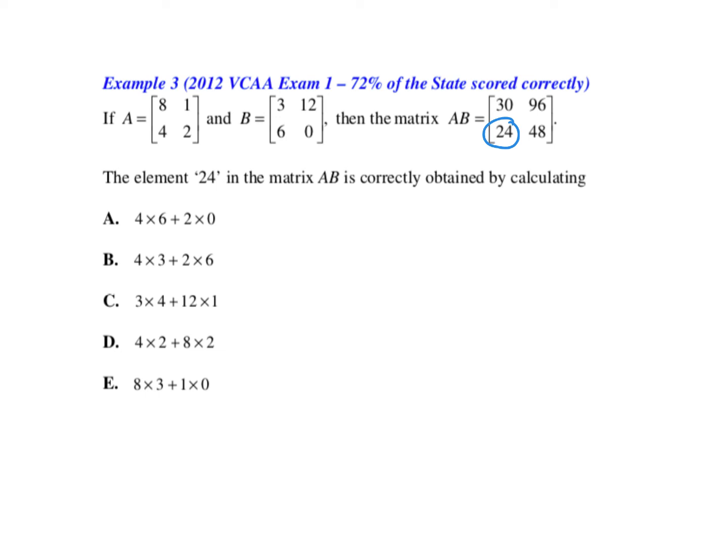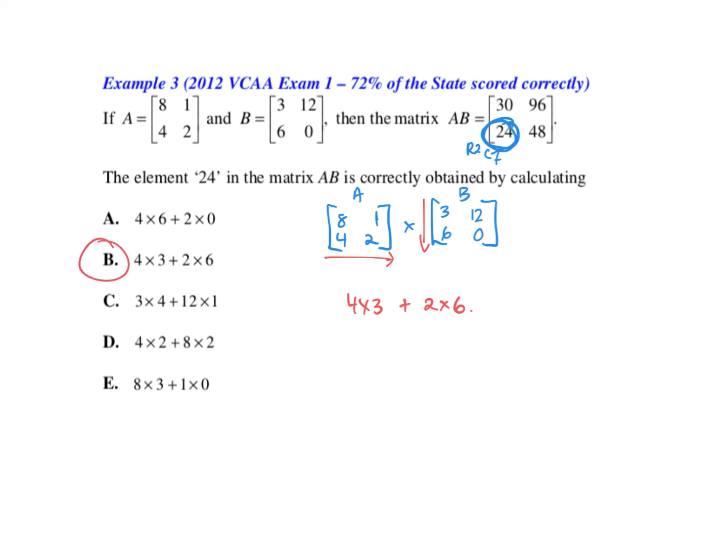So you know A got multiplied with B. So this is what we did. And this bottom element is in row 2, column 1. So we used row 2 and we used column 1 to obtain the answer. Remember, we go run and dive. So we would have done 4 times 3 plus 2 times 6. So is that answer there?